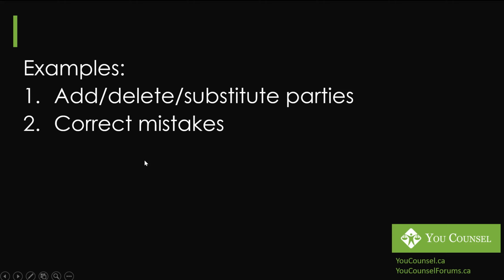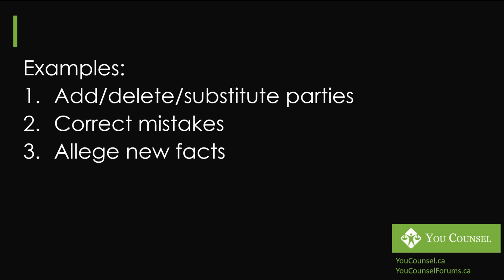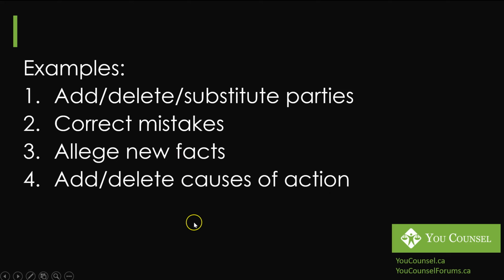Similarly, you may have made mistakes in your pleadings. You may be looking for damages for $250,000 and you may have inadvertently put $25,000. So there's a mistake and you want to correct it. You will have to amend the pleading to fix that. You may realize that there are new facts that are relevant to your case that you have not pleaded previously, and you want to add those facts into your pleadings. You may need to amend the pleadings.